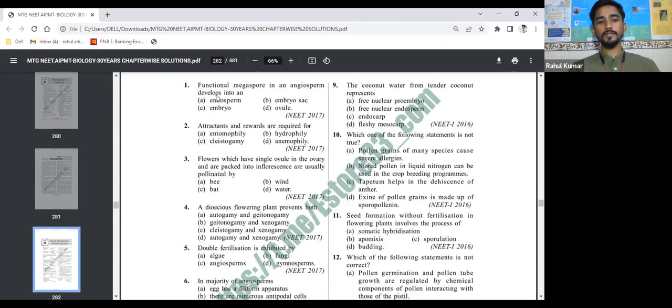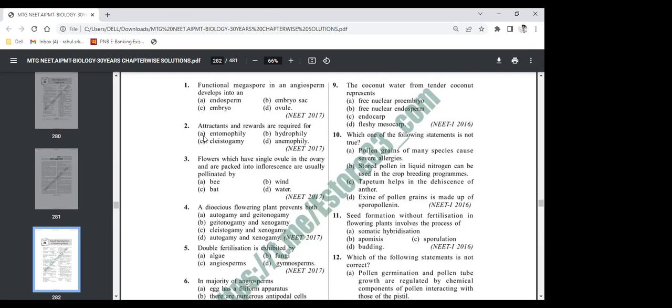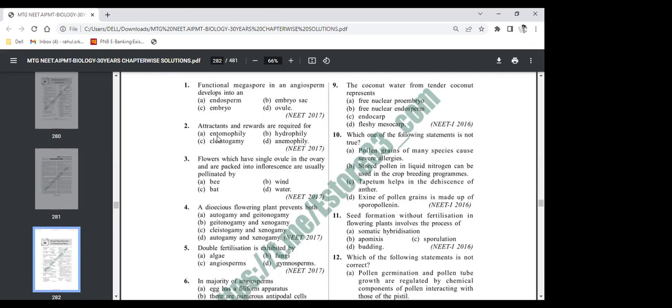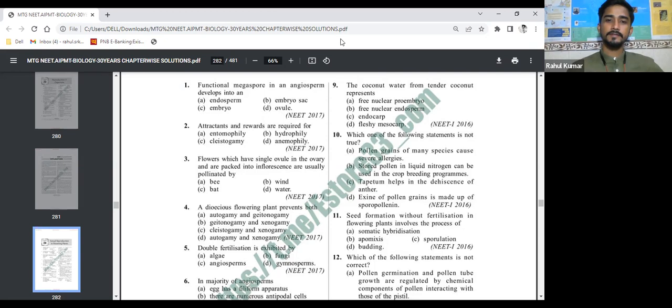Okay, so the first question, you can see the first question, Nida. Would you like to read this question for me? Which is asked in NEET 2017 from this topic. Functional megaspore in an angiosperm develops into an... What do you think is the right answer? Embryo sac. Embryo sac, right? Yes. Everyone understands? A functional megaspore ultimately has to become an embryo sac.